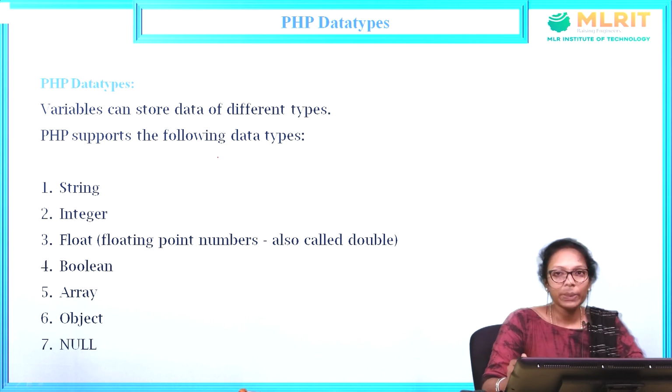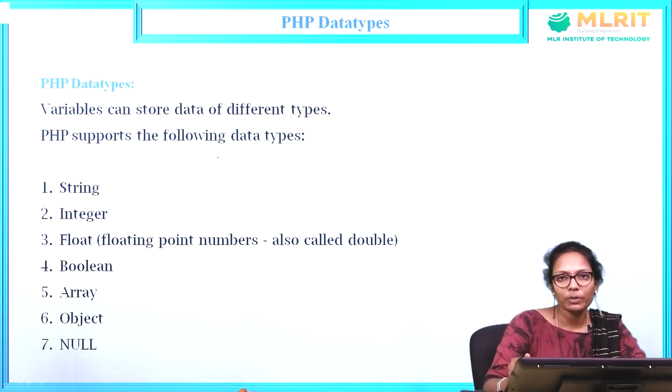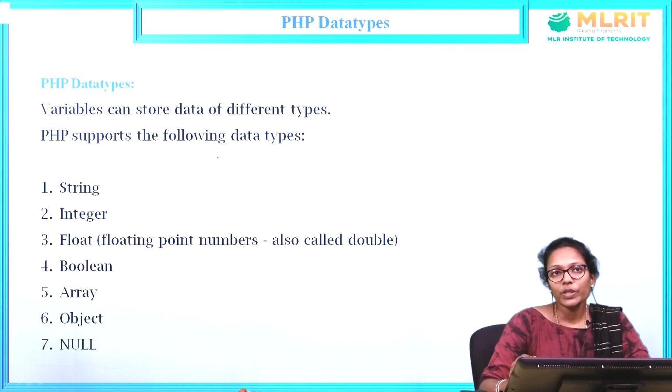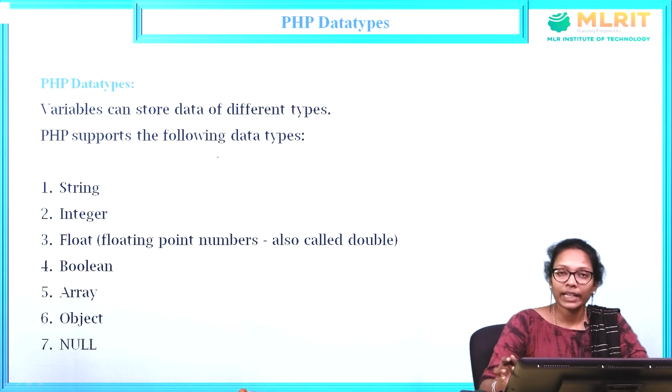So we know, not only in PHP, in general, variables are used to store data. But to allocate the memory, we need to know the data type: how much memory I need to allocate for a variable. If it is an integer, I need to allocate 4 bytes. If it is a boolean, I need to allocate 1 byte. If it is a string, I need to allocate memory based on the number of characters. So for that purpose, we need to declare the variables.